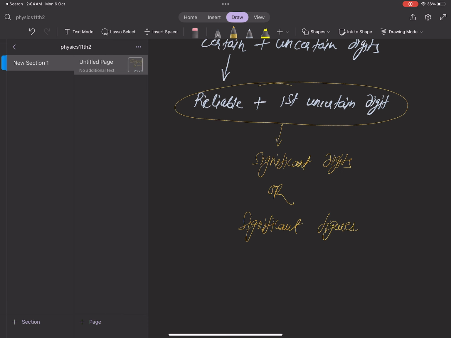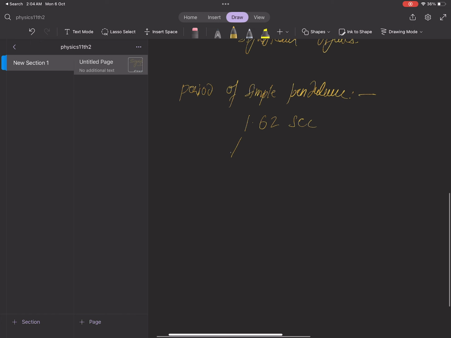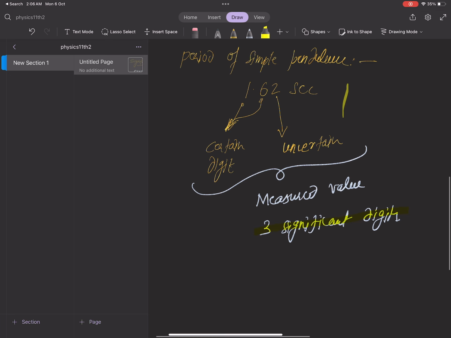So if we say period of simple pendulum, let's say it is 1.62 seconds. It means 1 and 6 are certain. This 2 becomes uncertain. So the measured value has 3 significant digits. Or you can say 3 significant figures.